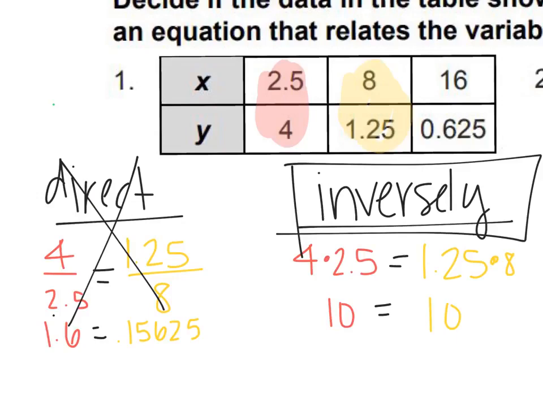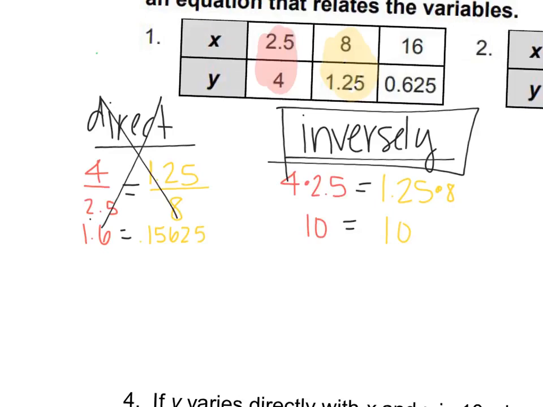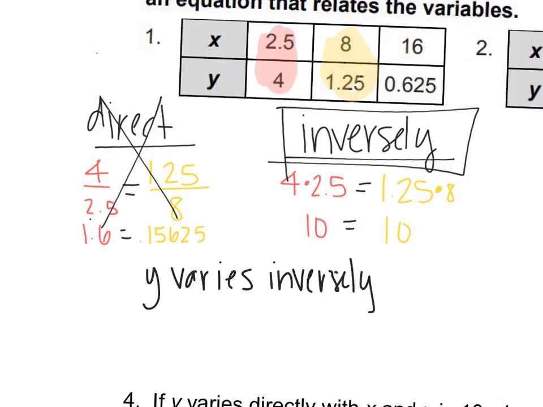So you would write y varies inversely as x, or indirectly. And then your equation is going to be y equals k divided by x. But we need to figure out what k is, because it asks us to write our equation. So if it's inverse, it's y equals k divided by x.